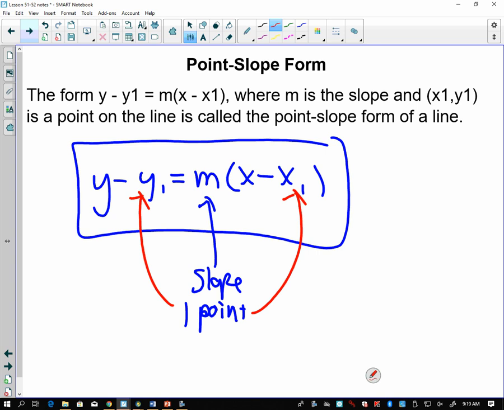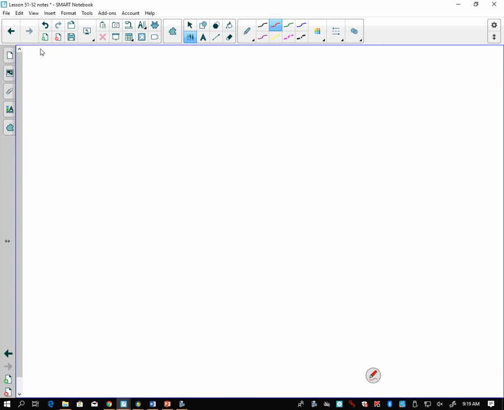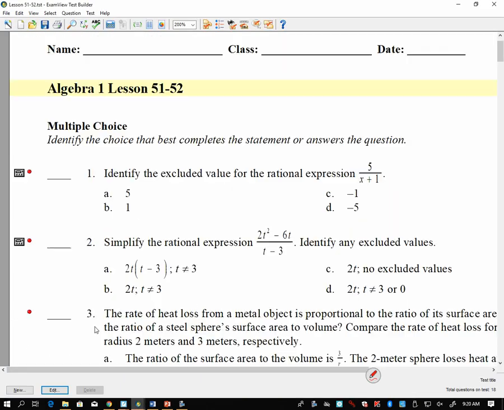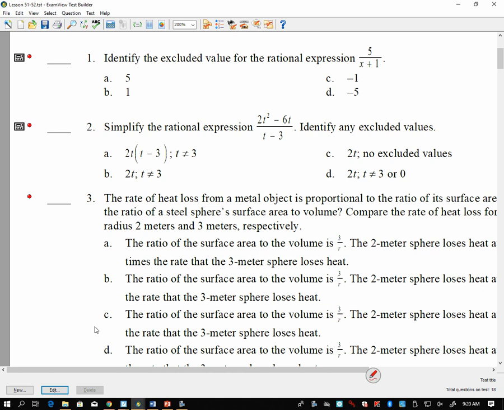All right. So do we have that formula written down somewhere? Okay. With that, let's look at some questions for these lessons, because I guarantee we'll go back to that formula and we'll see how it works here in a little bit. All right, so we want to identify the excluded value for the rational expression. Let's see, Jordan. For number 1, how would I find the excluded value of 5 over x plus 1?